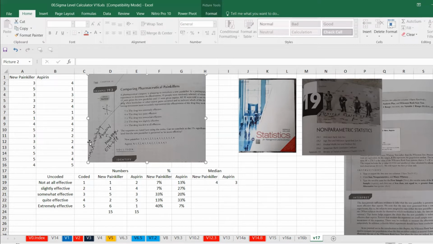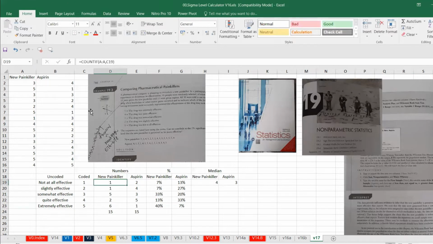As a basic precursor, you can directly do it in Minitab, but what I have done is, with this data, I used the COUNTIF formula and counted. For the new painkiller, 1, not at all effective, was said by 1 person; slightly effective by 1; somewhat effective by 5 people; quite effective by 2; and 6 people said extremely effective. Similarly for aspirin, not at all effective was said by 2 people, and 5 people said quite effective, and so on.